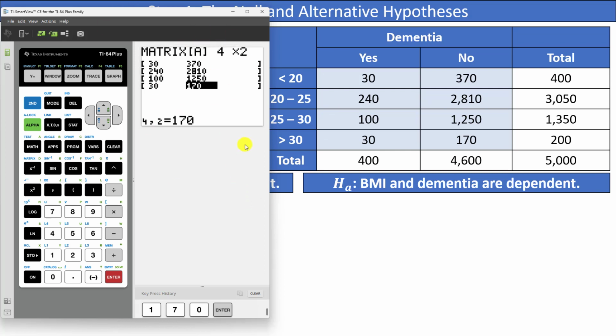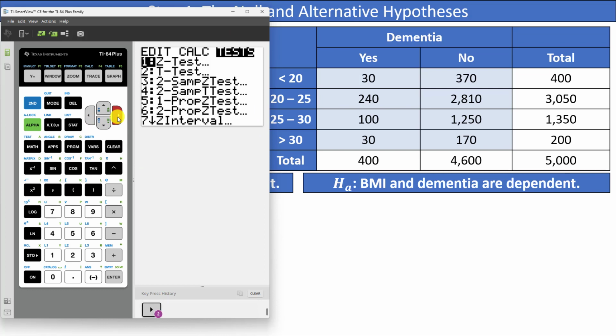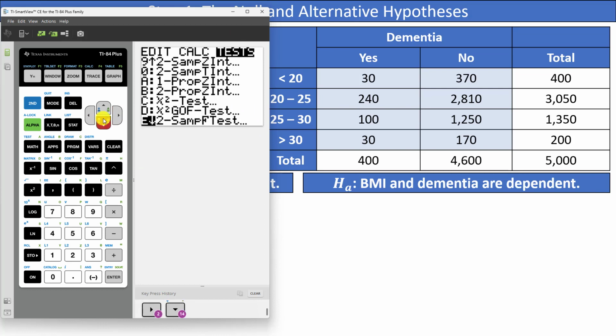And then once you have all those numbers typed in, you can go to stat. You can arrow twice to the right to get to the test menu, and you can scroll down, and eventually you'll see an option that says the chi-square test. Make sure you don't choose the chi-square GOF test. That's something called the chi-square goodness of fit test, which is not the one we're doing here. We need just the chi-square test.